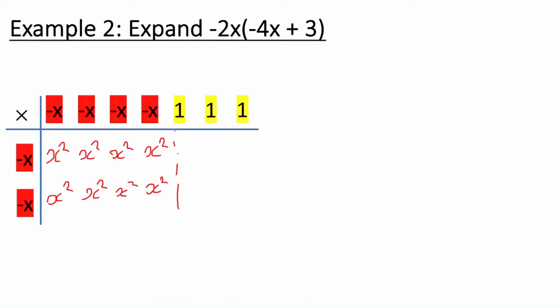Now we have negative x multiplied by 1, so it's a negative term multiplied by a positive term, which will give us a negative answer. So the answer would be negative 1x, but in algebra we just write negative x. So I'm going to fill those in.